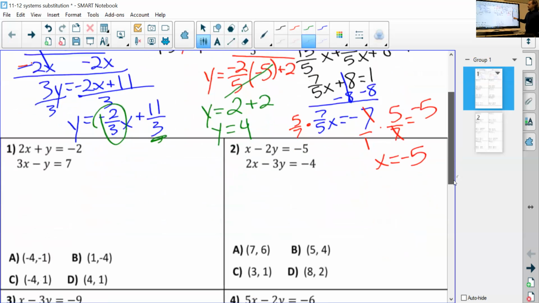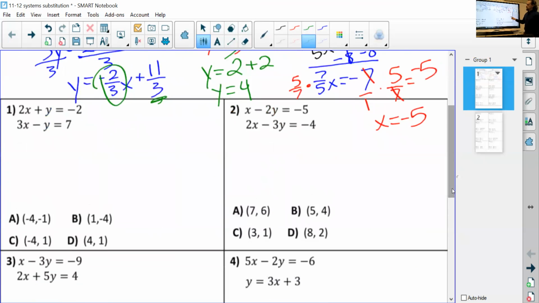Also, what they added is you're going to have some problems where they won't just give you an equation where the variable's isolated. So you have to do one of two things. One, you can keep doing what we've been doing, and you pick one. There's no wrong answer here. And you want to get x or y by itself.